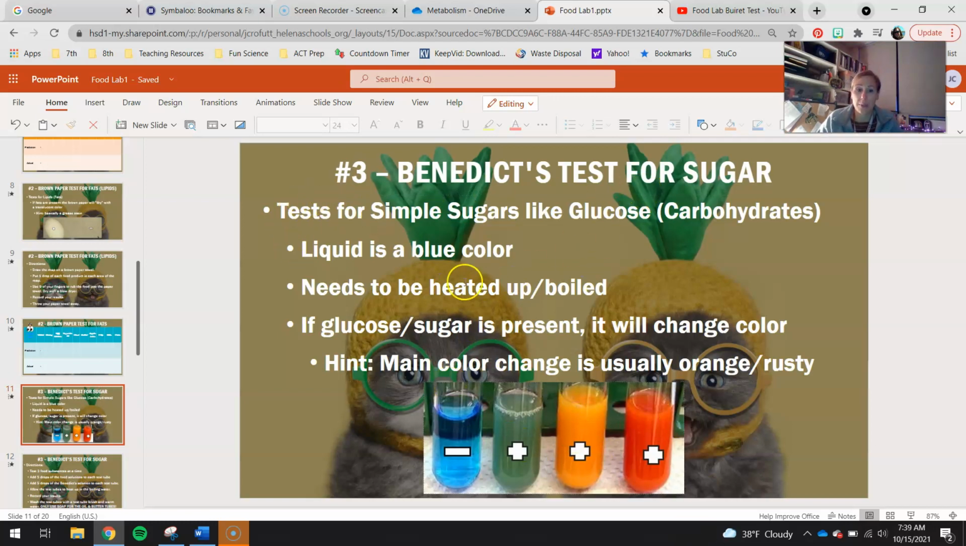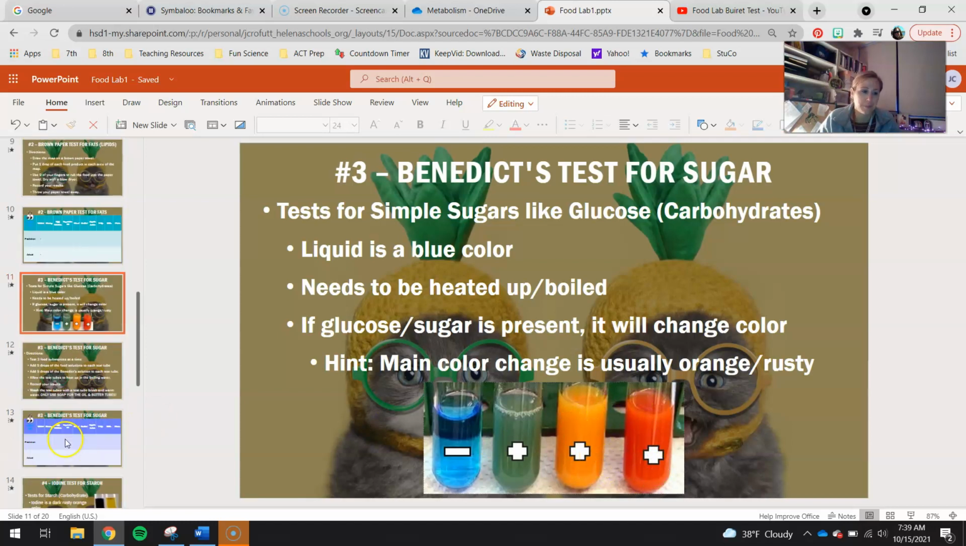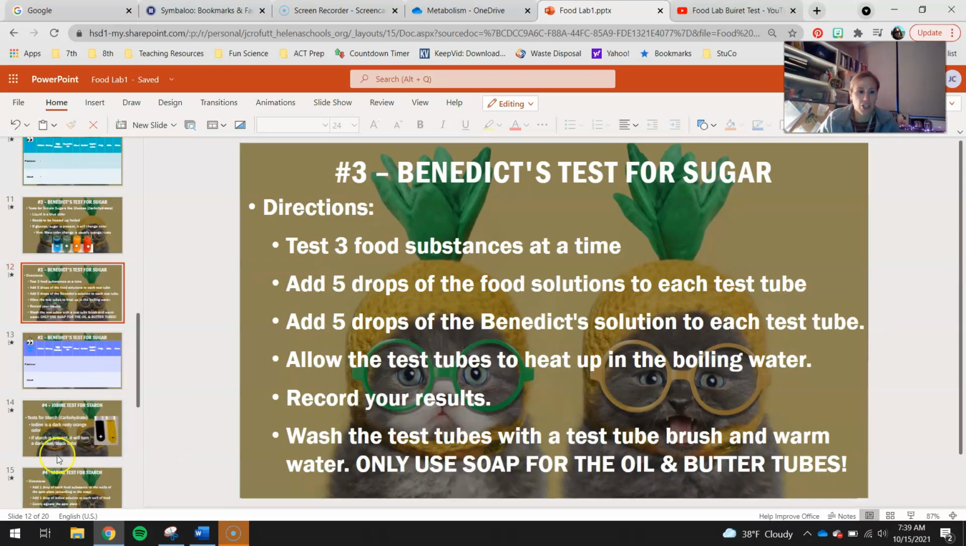For this one, the liquid's blue in color. One thing that's crazy about this solution is it needs to be heated up. So if you just drop the chemical into your food products, it won't do anything. It has to be boiled for a second. Okay, so if you have glucose or sugar present, it's gonna change the color. Your main color is usually somewhere in between these two colors right here. Okay, you can read about the directions.